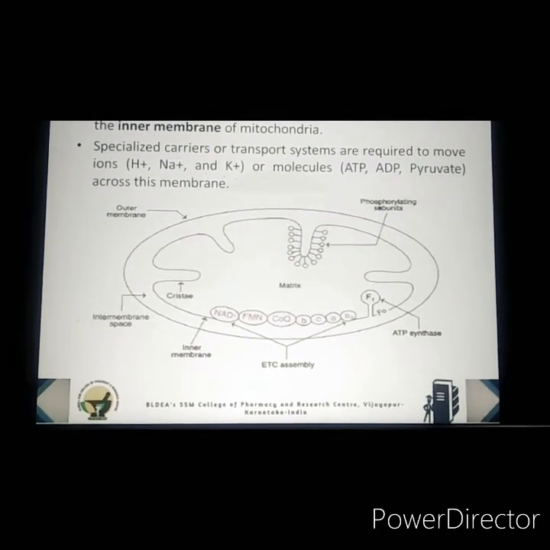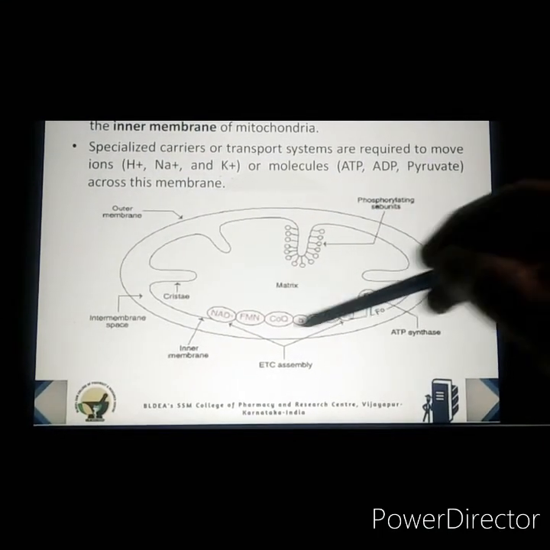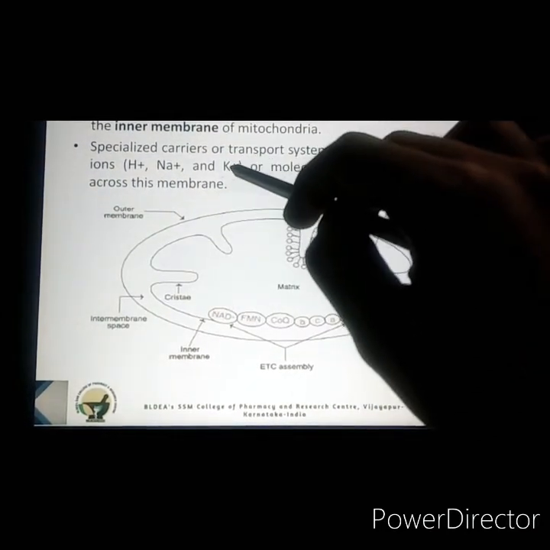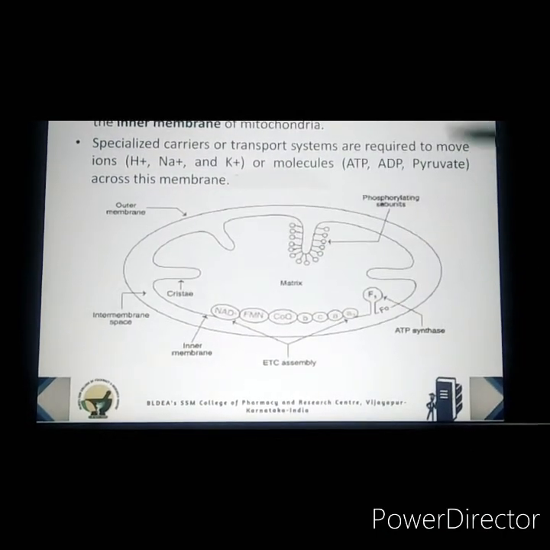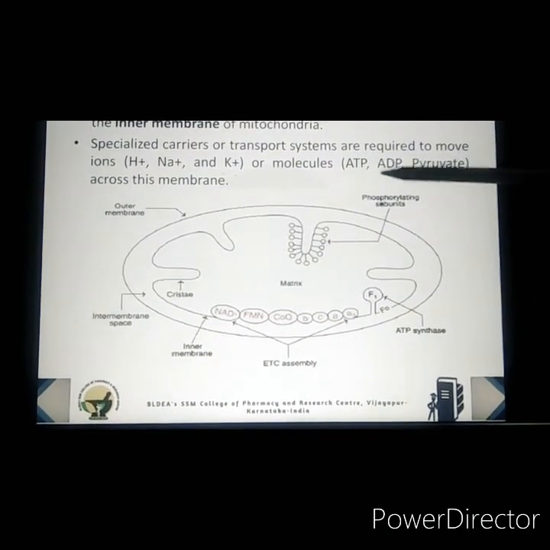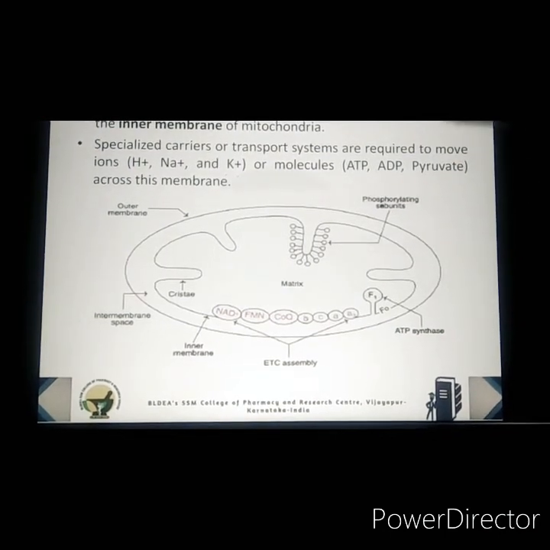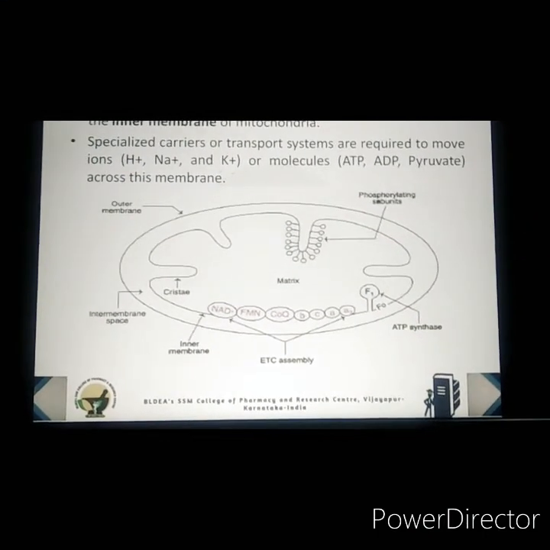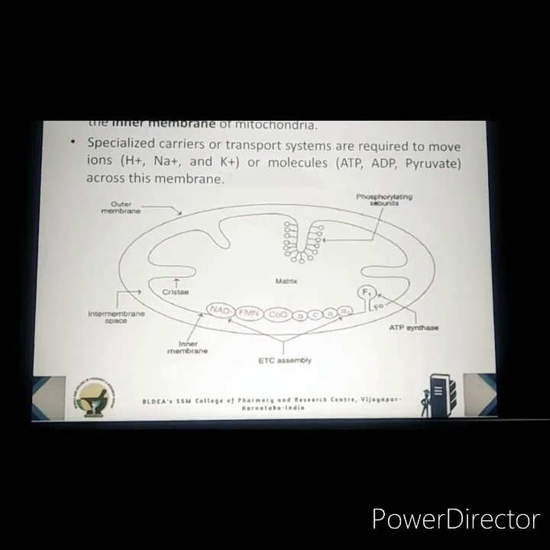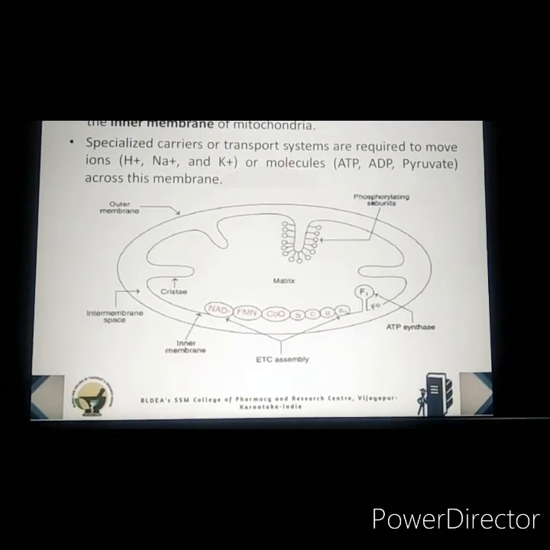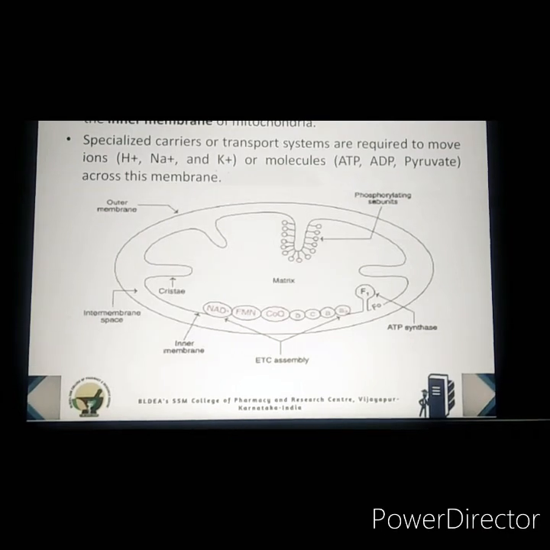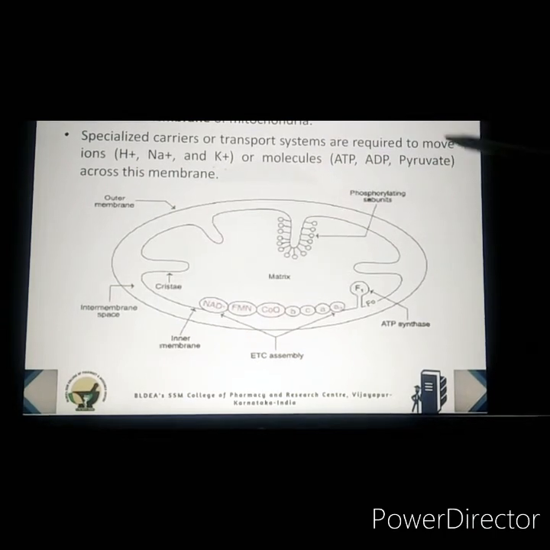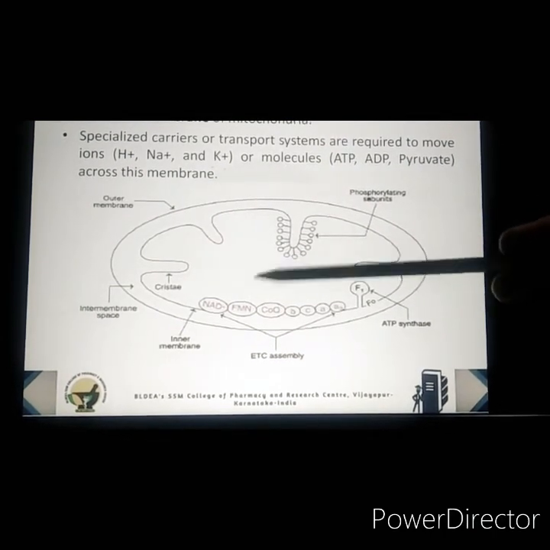the energy and electrons. So this inner membrane space is highly impermeable to these ions, that is sodium, potassium and hydrogen, and also it is impermeable to molecules like ATP, ADP and pyruvate. So for these molecules to travel across the mitochondria and the cytosol, specialized proteins are required, also known as transport proteins or carriers. So specialized carriers or transporter systems are required to transfer the ions as well as the molecules across the mitochondrial matrix and cytosol.